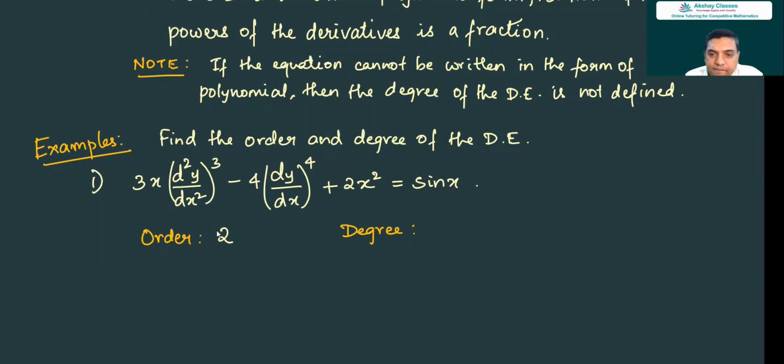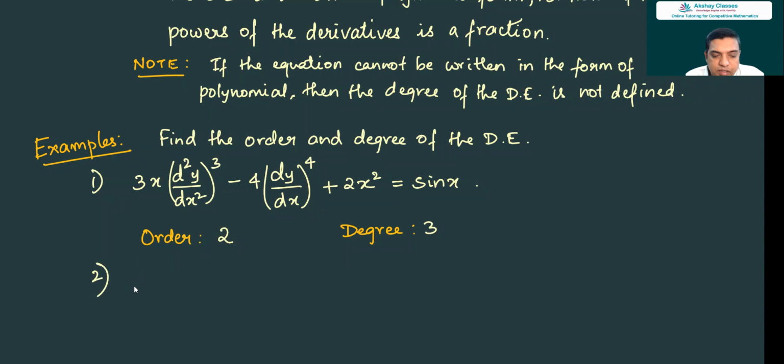And degree. Yes, degree is the power of the highest order derivative. So the highest order derivative is this, so its power is 3. So order is 2, degree is 3.